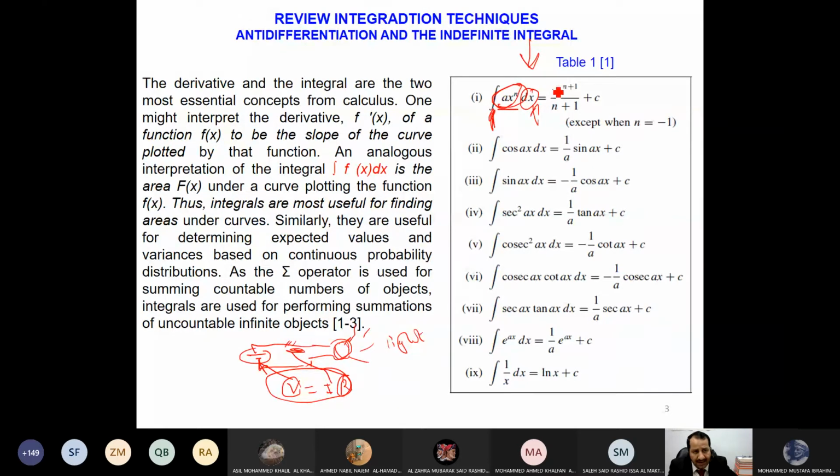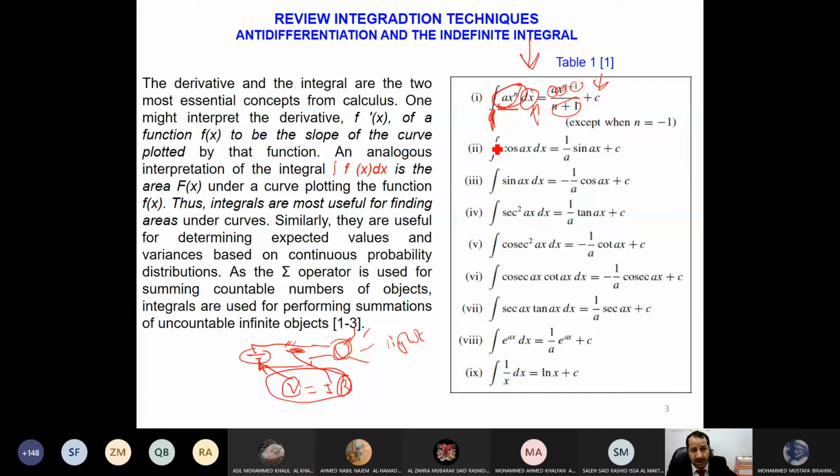You say a is a constant, I keep it, and x is raised to the power n, so I increase the power by adding 1. So ax to the power n plus 1 divided by n plus 1. We also add a constant, the arbitrary constant of integration, in case my function contained a constant that went to 0 when differentiated. We can find it if we have limits, boundary or initial conditions for the integration.